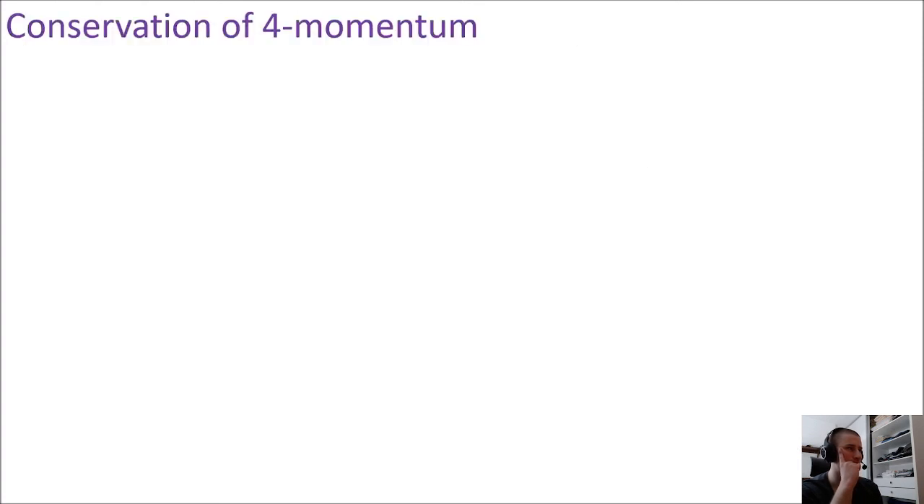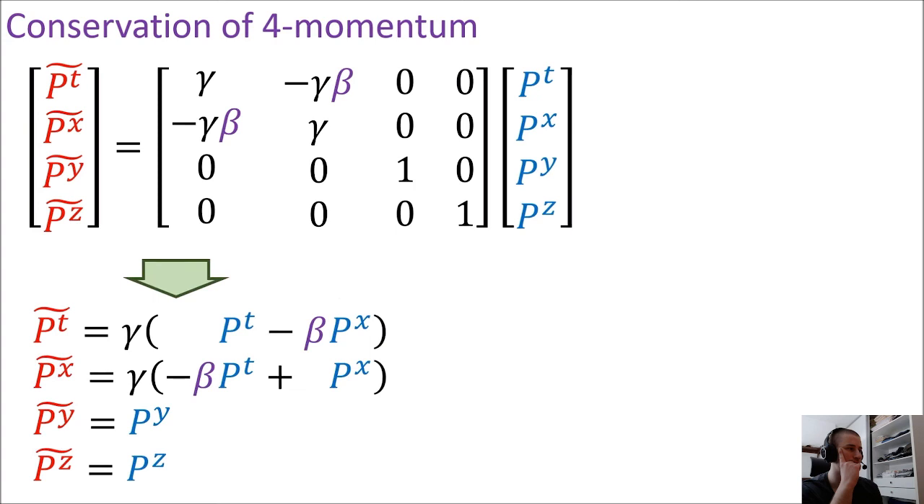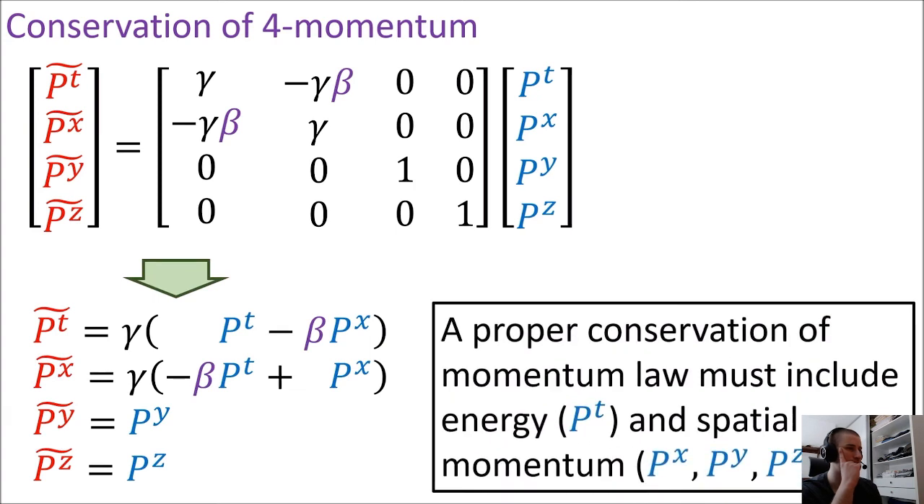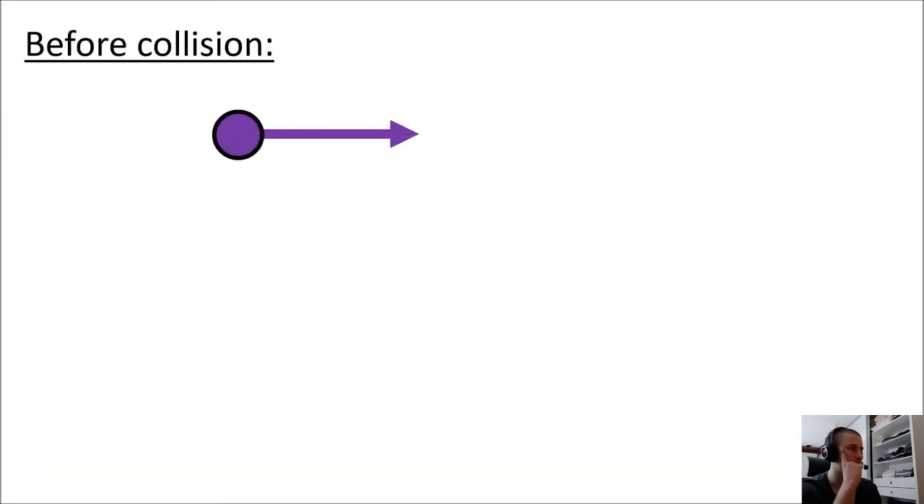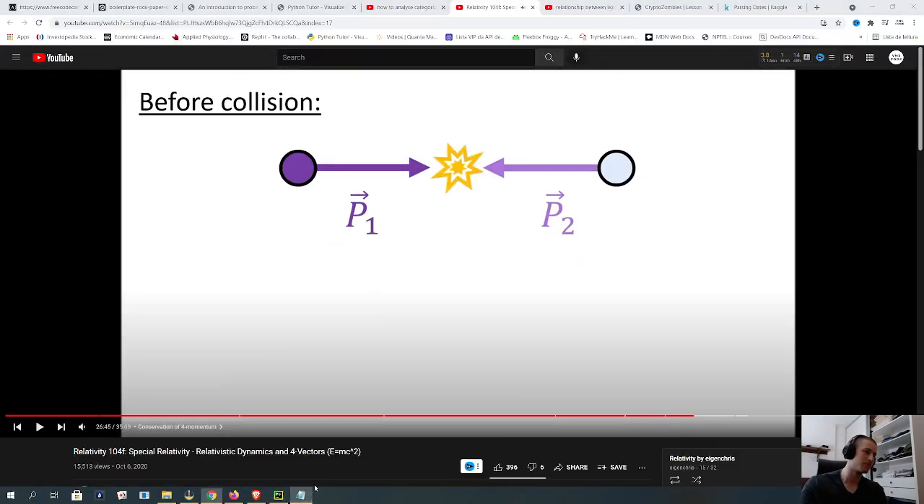In special relativity, since we found that energy and momentum can mix together when we change reference frames using a Lorentz transformation, if we want a proper relativistic conservation of momentum law, we must use 4 momentum vectors, including both energy and momentum. Let's look at an example of 2 objects colliding together from opposite directions on the x-axis.